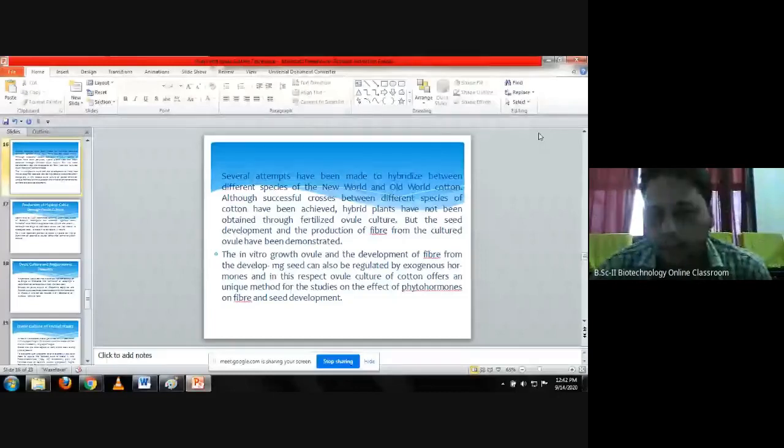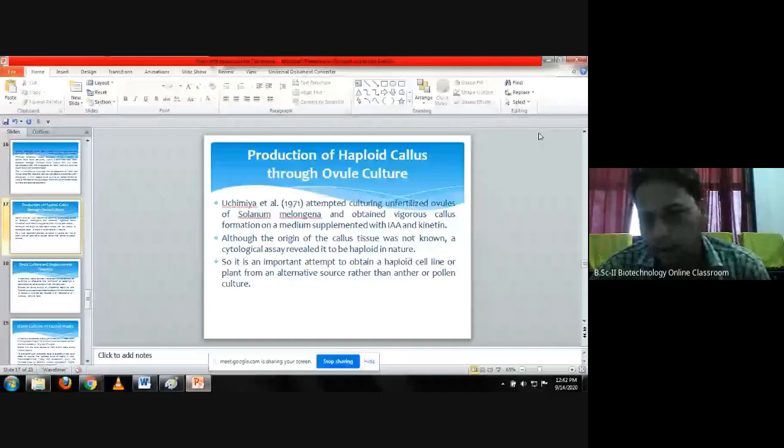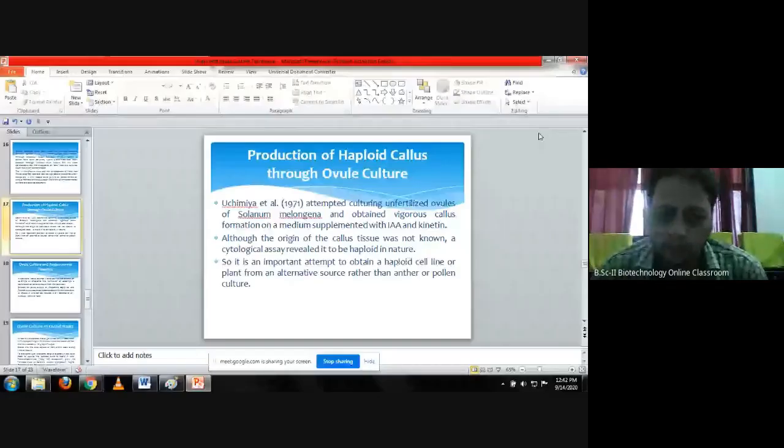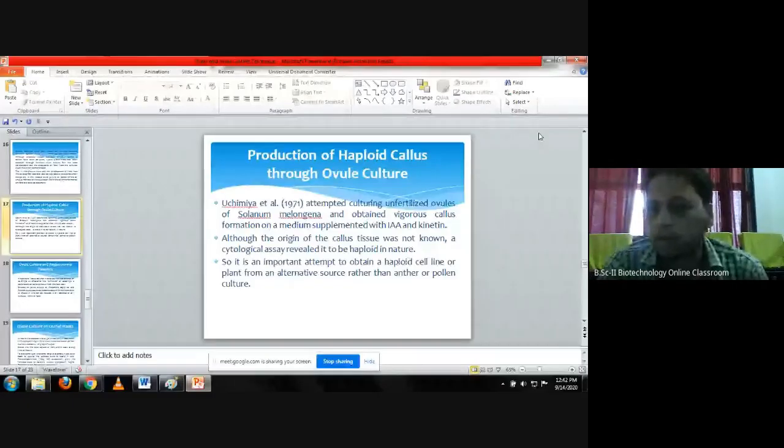Then next comes production of haploid callus by ovule culture. Now if you want haploid cells, you have to go for pollen grains or ovule. These pollen grains you get in maximum quantity as compared to ovule. So Uchimiya et al. in 1971 attempted culturing unfertilized ovule of Solanum melongena and obtained various callus formation on media supplemented with IAA and kinetin. Now, for example, you want to go for haploid callus. What do you have to do? Select how you have to select the ovule.